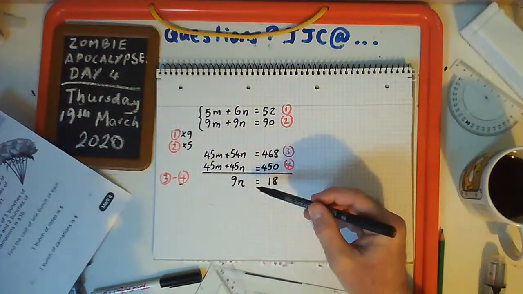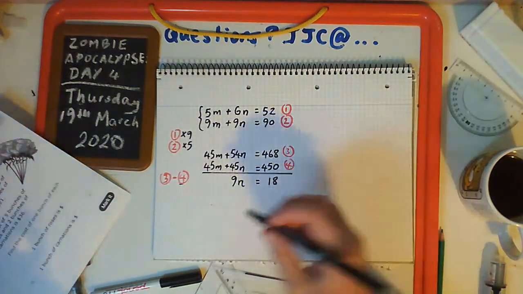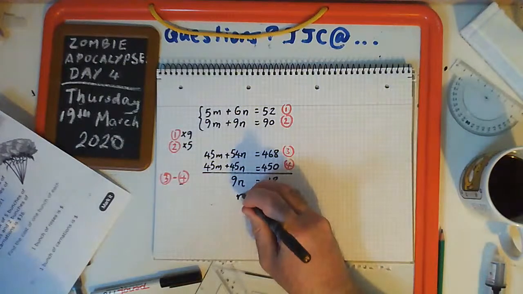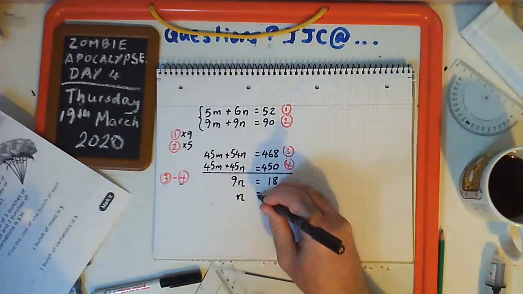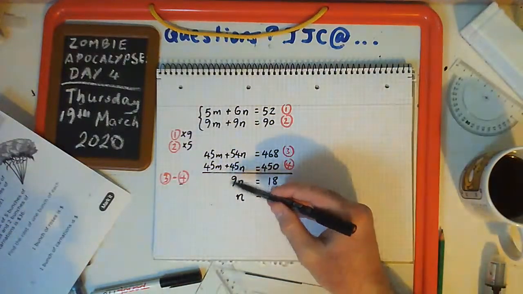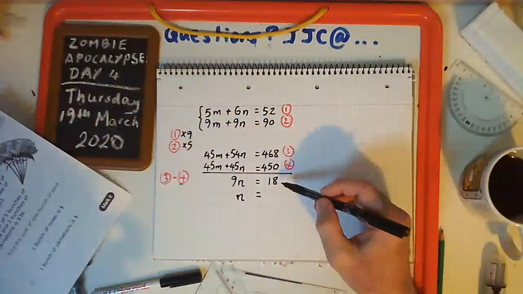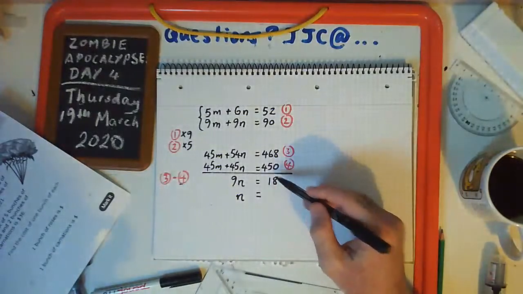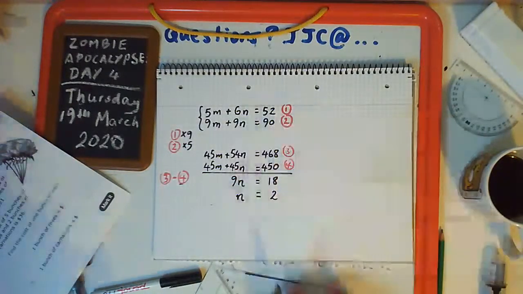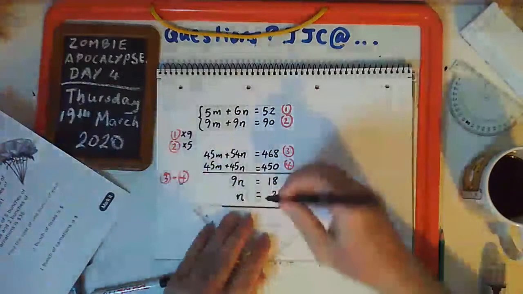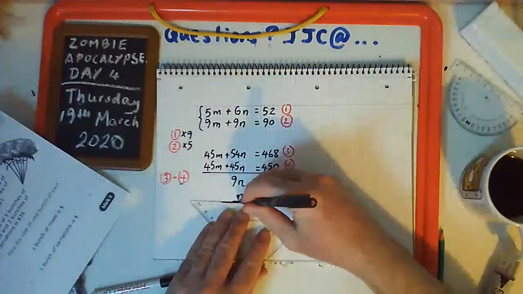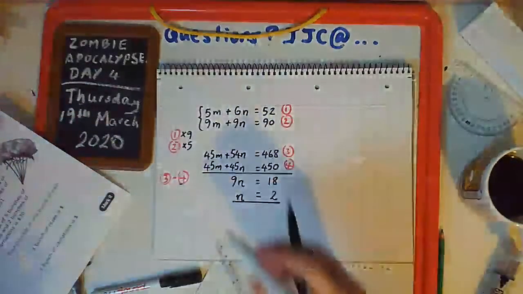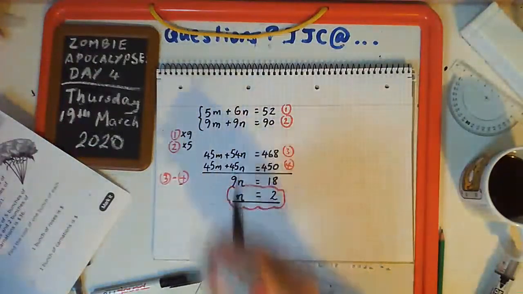So anyway, I've eliminated the m's and I'm just left with a single equation in one unknown. 9n equals 18. I don't want to know what 9n's are. I want to know what 1n is on its own. So I'm going to divide everything by 9. And because an equation is like a balance, I've got to do that to the other side as well. So 18 divided by 9 is 2. So n equals 2. So we figured out what n is. Brilliant.